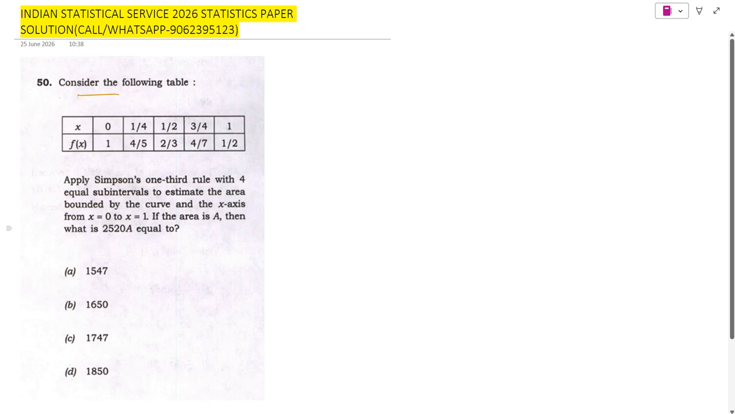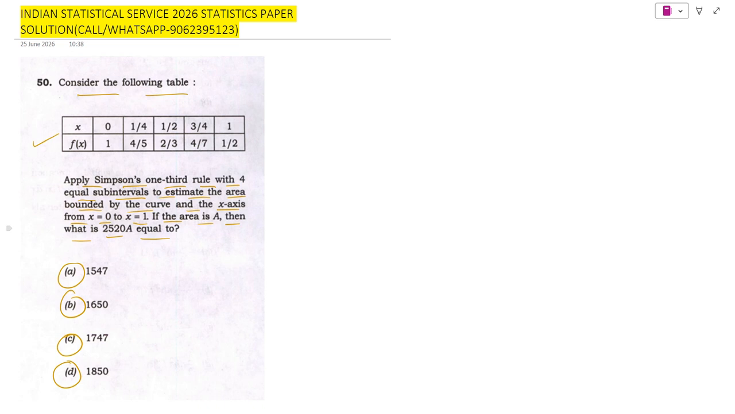Consider the following table. This is the table, and apply the Simpson's one-third rule with four equal subintervals to estimate the area bounded by the curve, and the x-axis from x equal to 0 to x equal to 1. If the area is A, then what is 2520A equal to? And there are four options, and we have to calculate the correct option for this question.